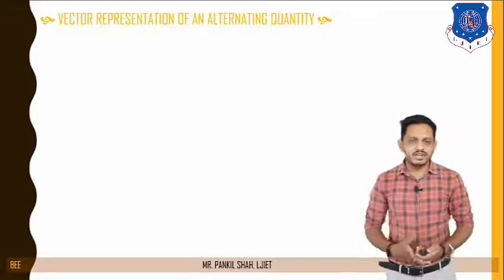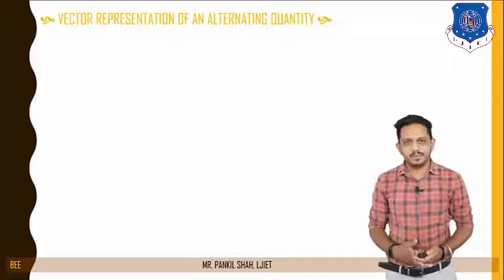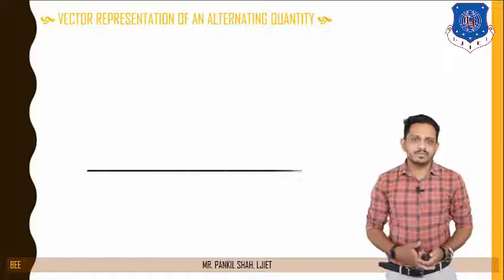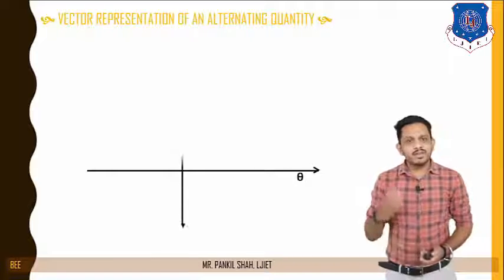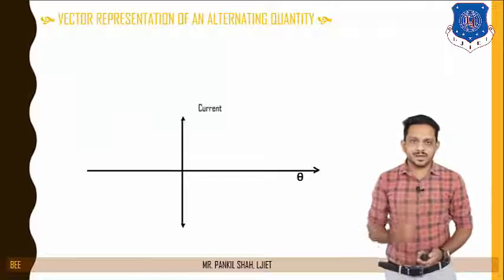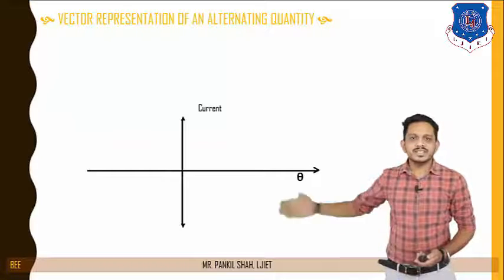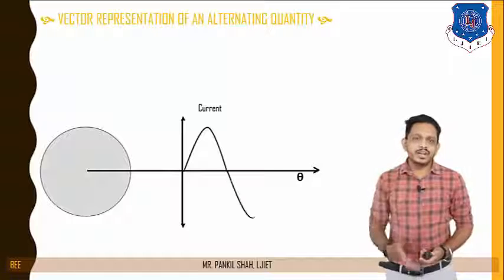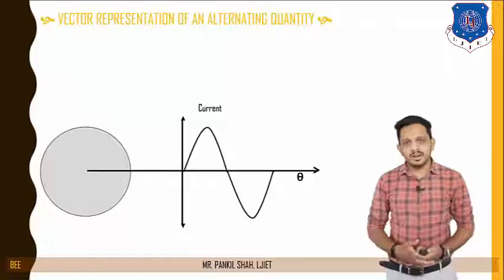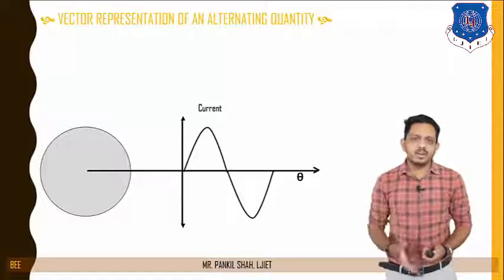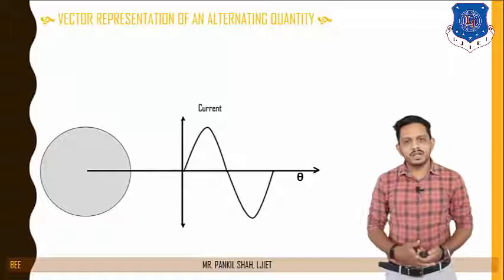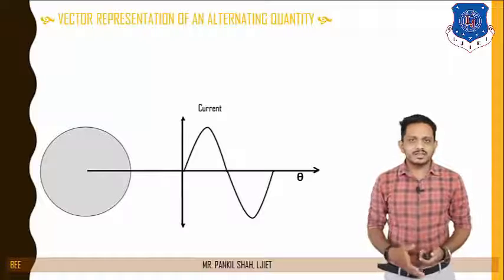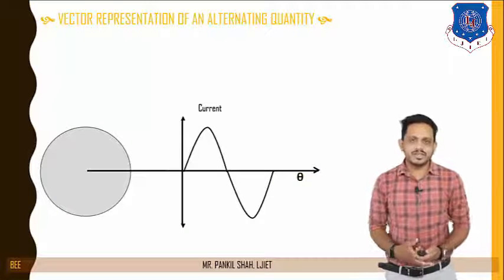For that, we have already studied that we considered one coil, and that coil was placed in the electromagnetic field. So here we are considering one current versus time graph, that is the sinusoidal waveform. Instead of representing that quantity in waveform manner, we will represent that current quantity in vector form. How we can define vectors at different angles is going to be explained in this video.